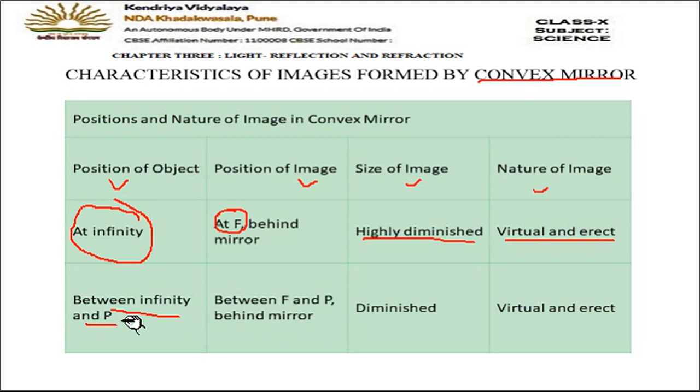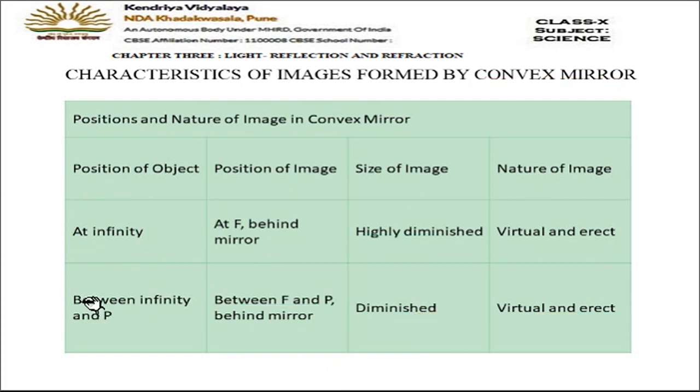Now, if we keep the object at a measurable distance anywhere between infinity and the pole, what is the position of the image? The image will be formed between F and P, again behind the mirror, very small, virtual and erect. Have you noticed, students, that a convex mirror always gives a virtual and erect image, and never gives a real and inverted image? The size of the image is always smaller than the size of the object, and the image is always formed behind the mirror. So you have to keep this in your mind.